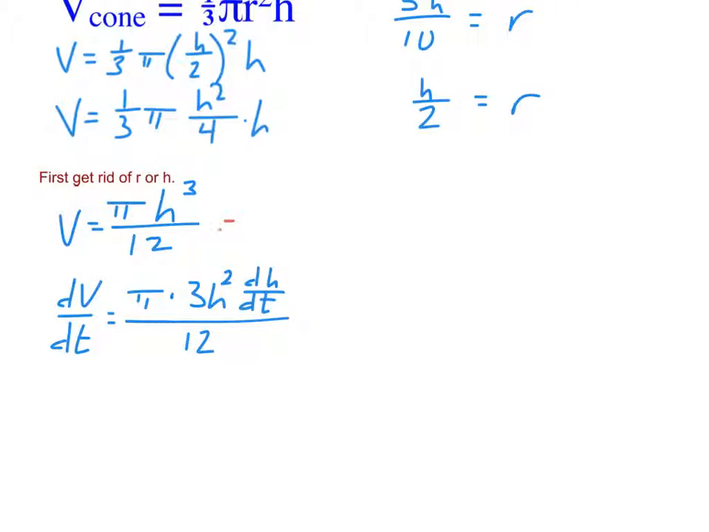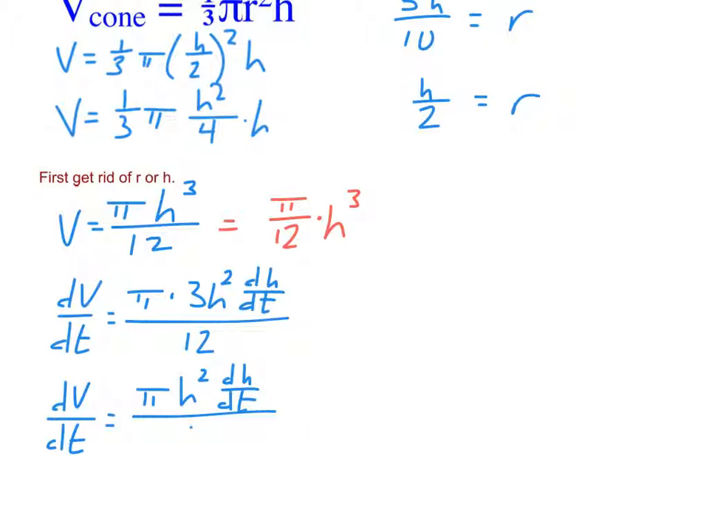If that's throwing you off, remember I could rewrite this equation up here like this: pi over 12 times h cubed. That means the same thing. Notice it's just a constant times h cubed. It's just a different way of writing it. If you want to do it from this form instead, by all means, feel free. I'm going to clean this up before I do too much math on it. So dV over dt equals pi h squared dh over dt over 4.